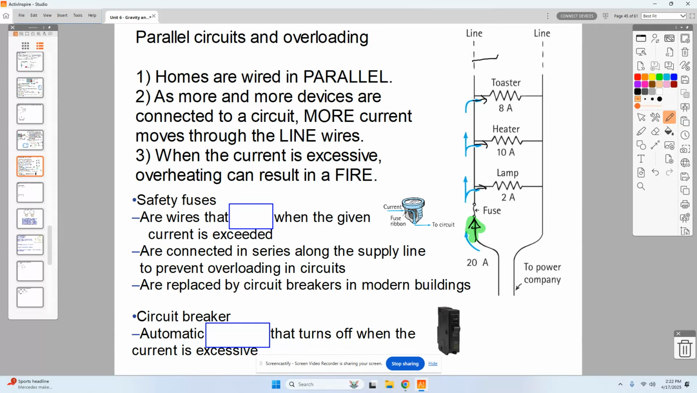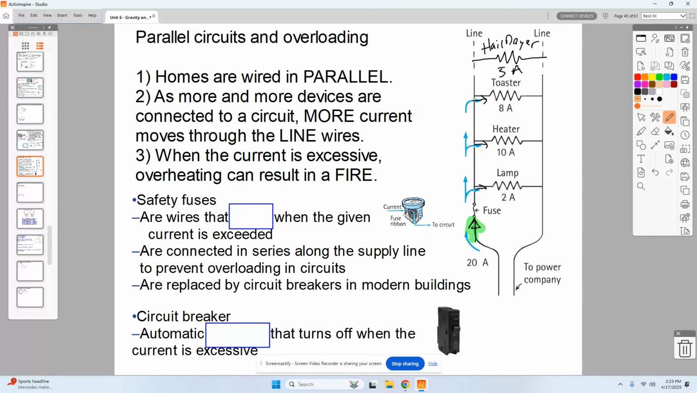What if I then add another device in here? Put a hair dryer in here. Let's keep ourselves going. If I add a hair dryer in here and it pulls 5 amperes, what does that do to the line current? The current flowing through it increases from 20 to 25 amps, right? Say it again. It overloads it. And of course, that's where you get a fire, right?